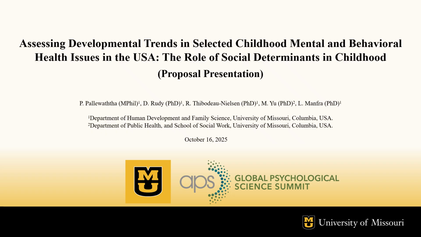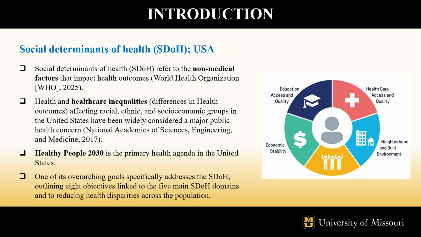Today I'm pleased to present my proposal titled Assessing Developmental Trends in Selected Early Childhood Mental and Behavioral Health Issues in the USA: the role of social determinants in early childhood. This study explores how children's mental and behavioral health outcomes have changed over time in the United States and how social determinants of health, such as family environment, socioeconomic status, and community factors, shape these developmental differences.